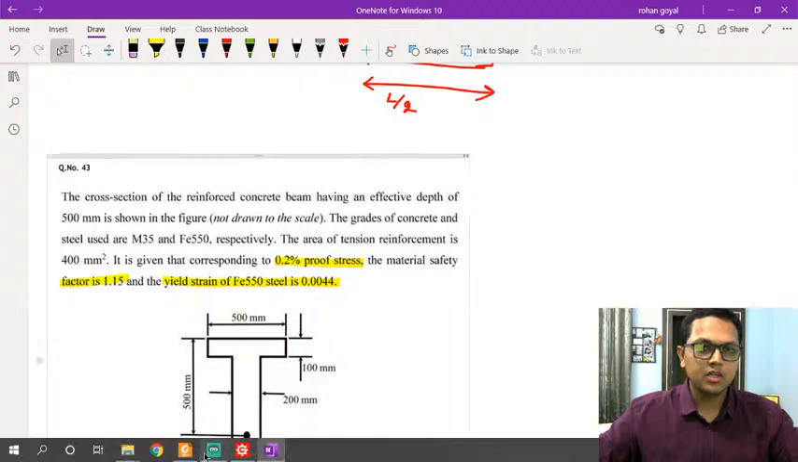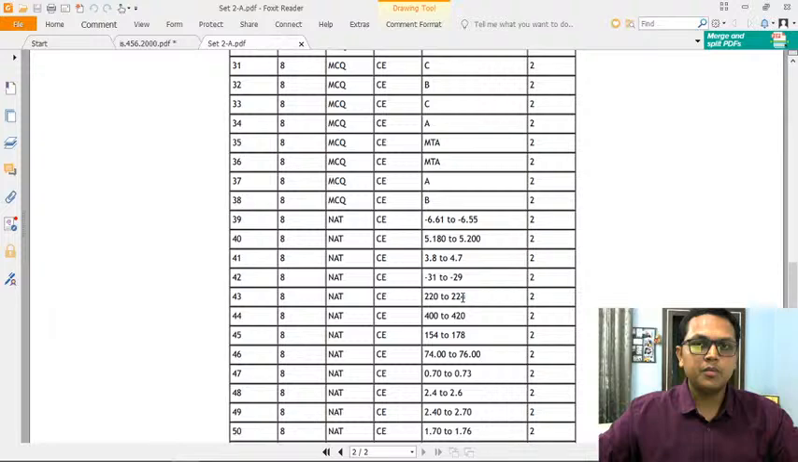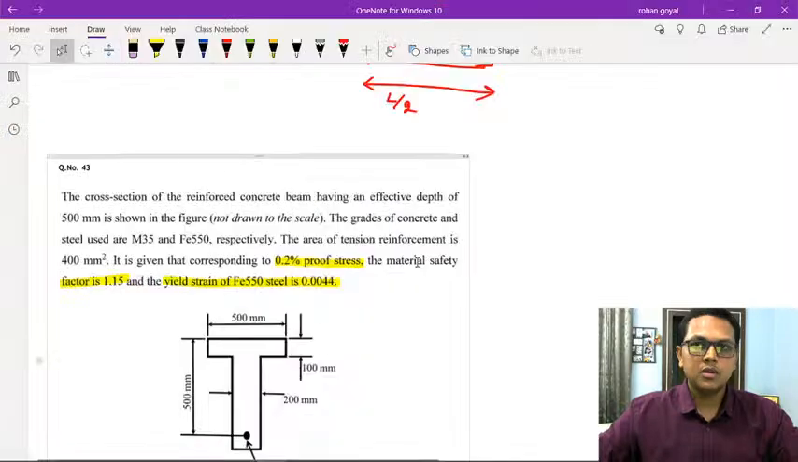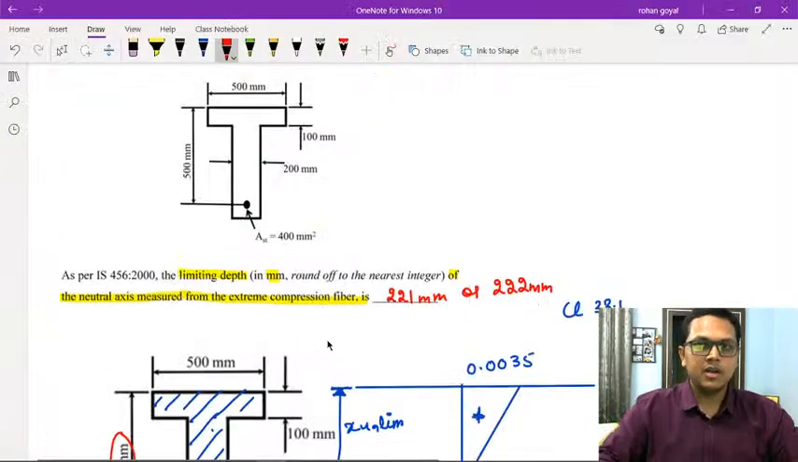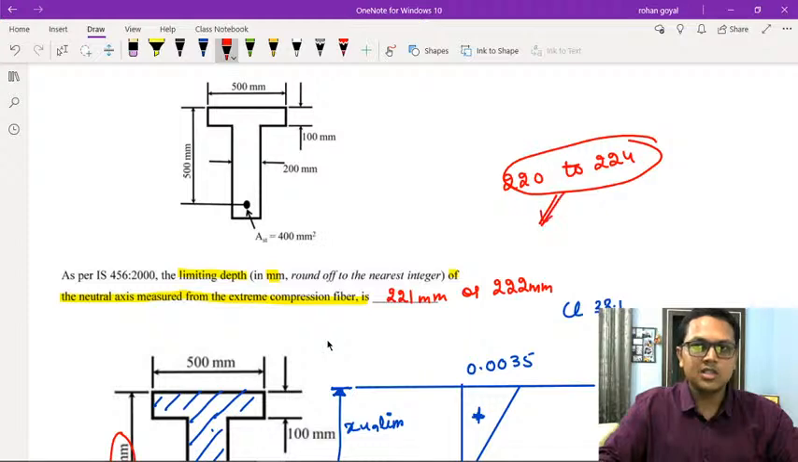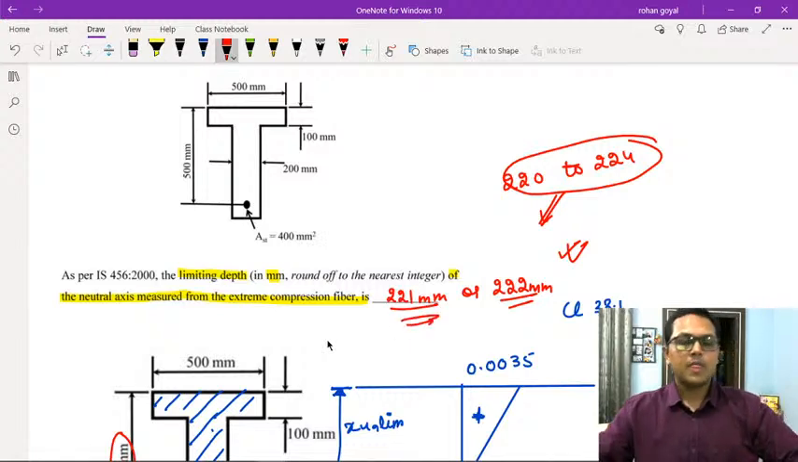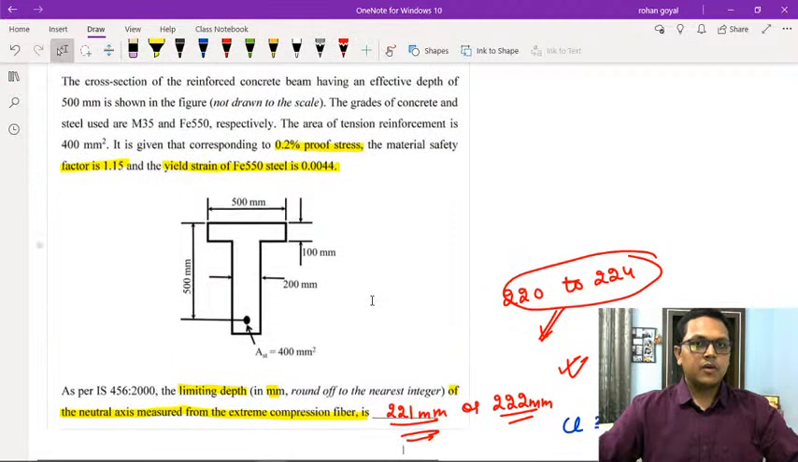So it is from 220 to 224. The answer to this question is between 220 to 224. So both your answers lie within the range, and the answer could be any of these options. So from here we have calculated the limiting depth of the neutral axis for the given section.